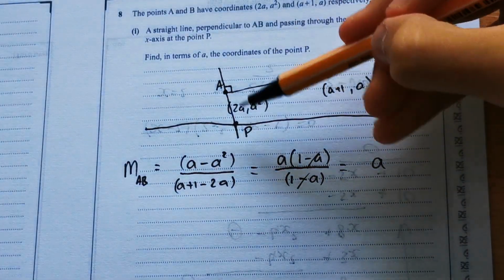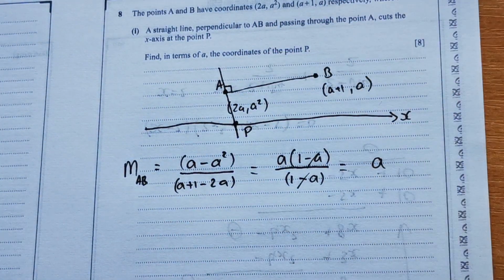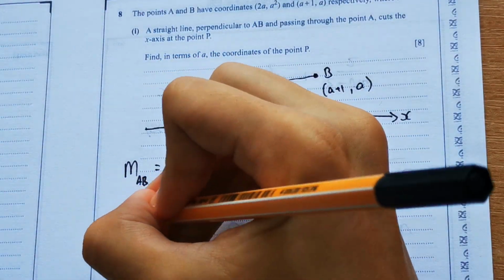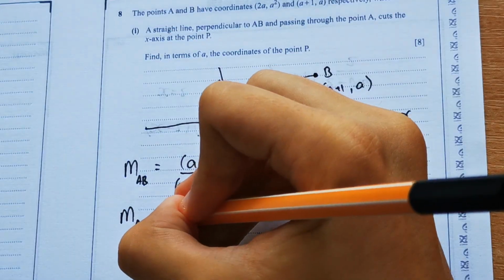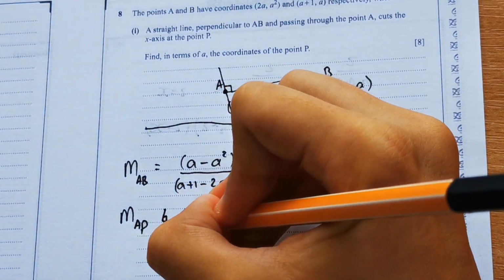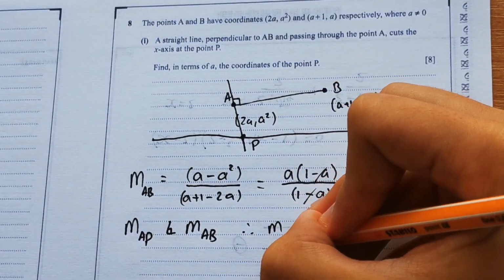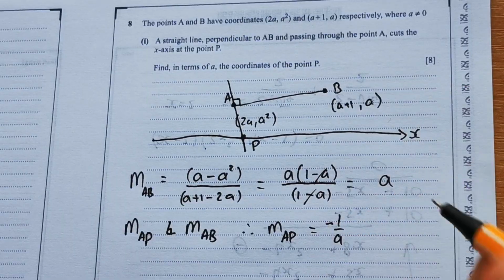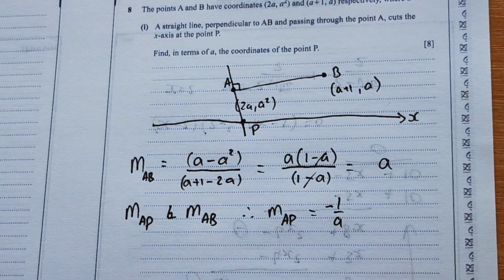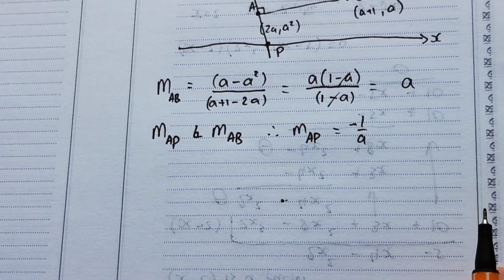Now, because this line is perpendicular, we'll call this AP. M of AP is perpendicular to MAB. Therefore, M of AP is equal to minus 1 over a. Remember, it's something I like to call flip and change the sign. My mum taught me that, thank you mother. That's got me through, not gonna lie.